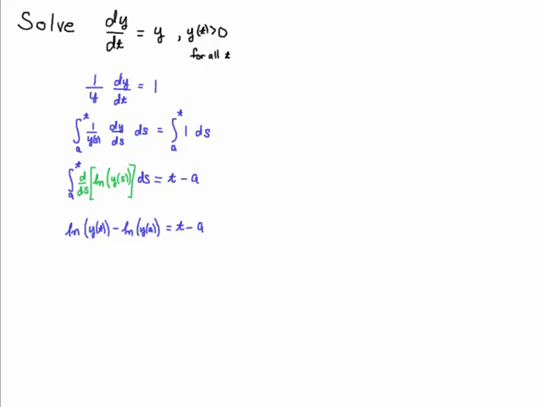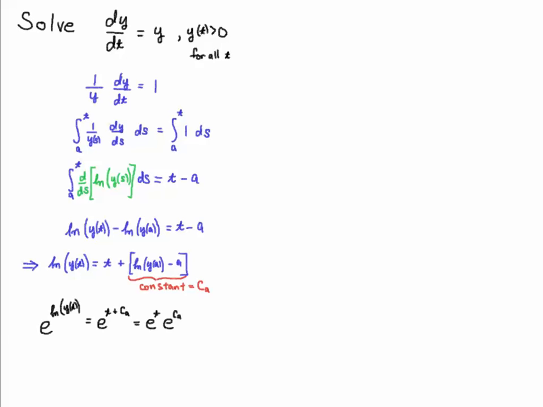The next step is just pushing some symbols around and doing some algebra. I push the natural log of y of a to the other side, and I collect that with the minus a. So here I have all the constant terms. Since that is a constant, I'm just going to call that c_a. And then I'm going to exponentiate each side. So on the left-hand side I have the exponential of the natural log of y of t, and on the right-hand side, I have e to the t plus c_a, which is that constant.